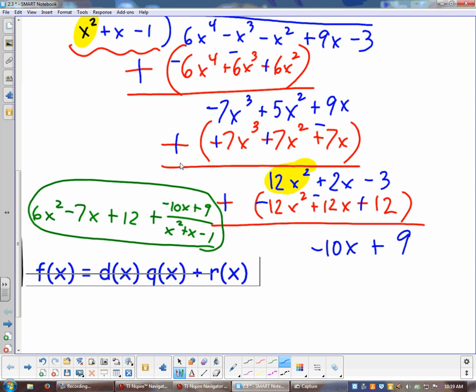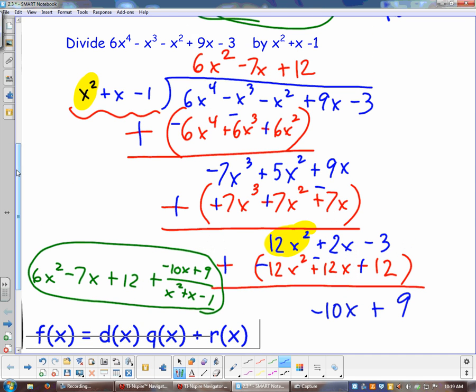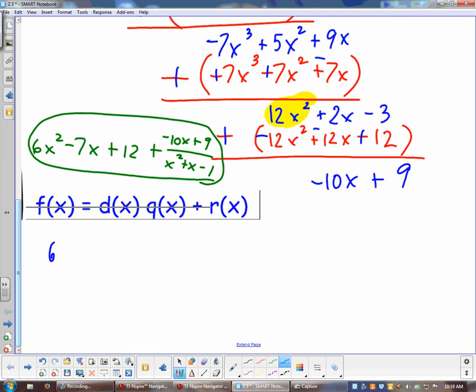It's going to be our dividend. No, the dividend is this part here, right? Yeah. So I'm going to write 6x to the 4th.